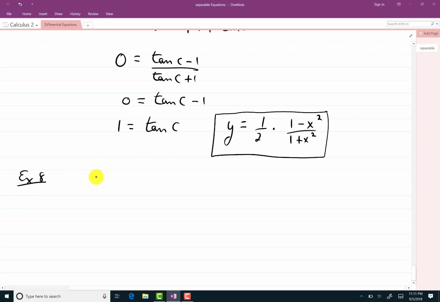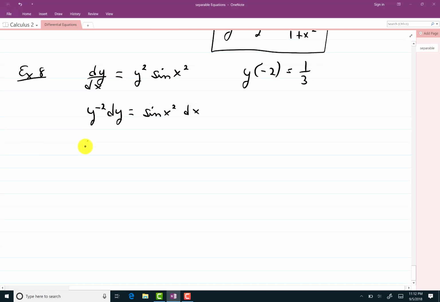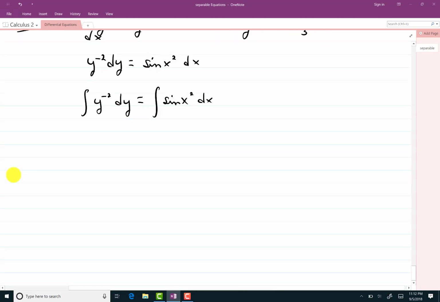All right, one last one for this. Let's say I'm giving you dy over dx equals y squared sine of x squared. And it's an initial condition problem, so you're told that y of negative 2 equals 1/3. Well, let me go ahead and do the normal things. I'm going to separate the variables, and I'll get y to the negative 2 dy equals sine of x squared dx. Then I'll integrate both sides. On the left, we have negative 1 over y equals, and then on the right, the integral of sine of x squared dx.